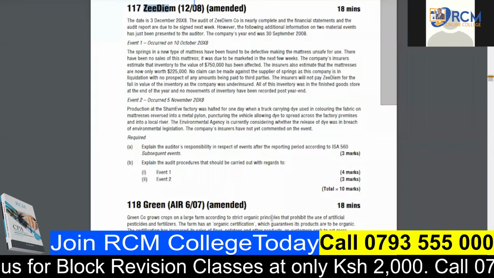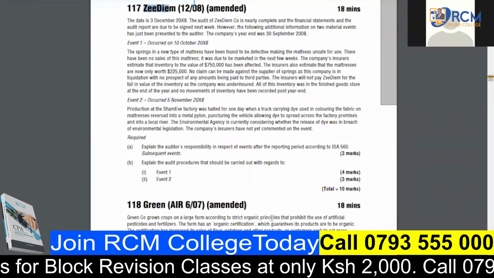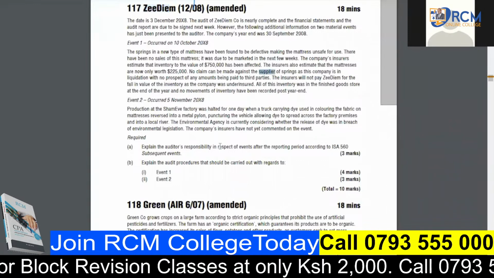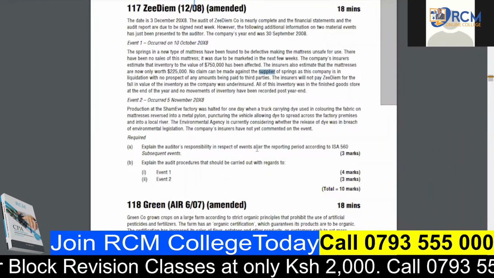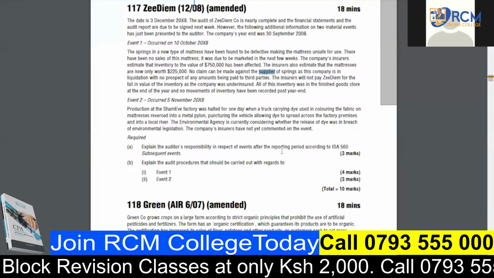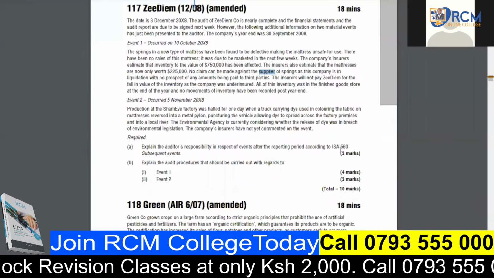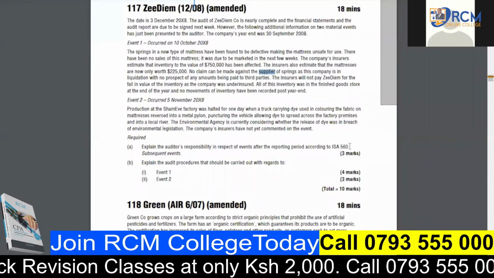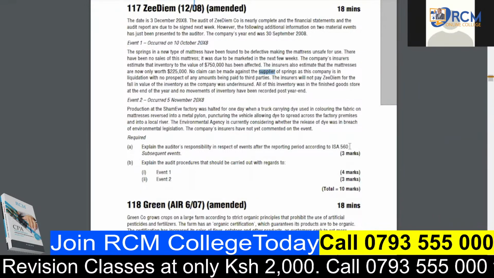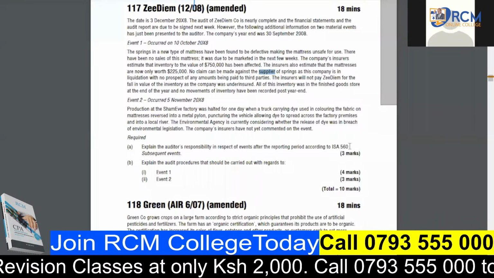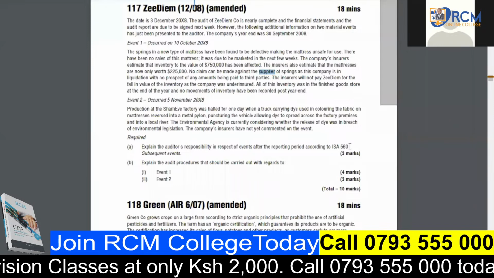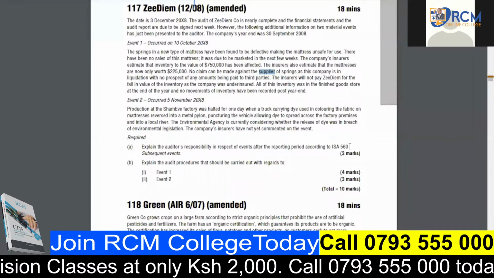The auditors, kumbuka question nauliza namna gani? The auditor, wanakuuliza swali rahisi sana hapa. The auditor's responsibility in respect of events after the reporting period, according to this particular ISA. If you go to this particular ISA, ladies and gentlemen, subsequent events, hawaongei kuhusu lawyers, hawaongei hata kuhusu board minutes, wanaongea of very particular things, which I believe CPA Dennis must have taught you.